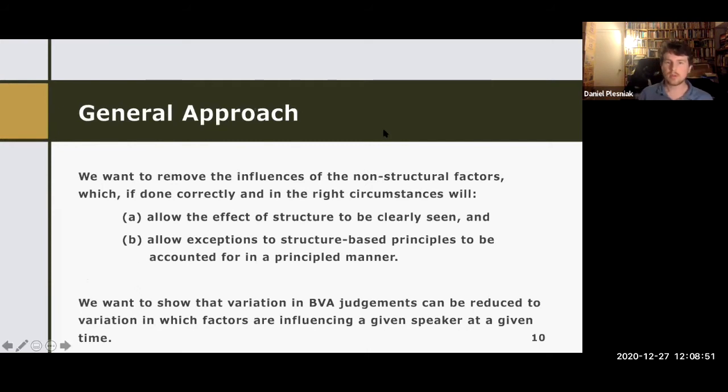Our general approach is that we want to remove the influences of the non-structural factors, which, if we can do it correctly and in the right circumstances, will clear up the picture and allow the effects of structure to be seen. And assuming that we don't just throw out the places where we've removed things, but instead look at it in a schematic way, it will allow people who have judgments that seem to go against structure-based predictions to be accounted for in predictable manners.